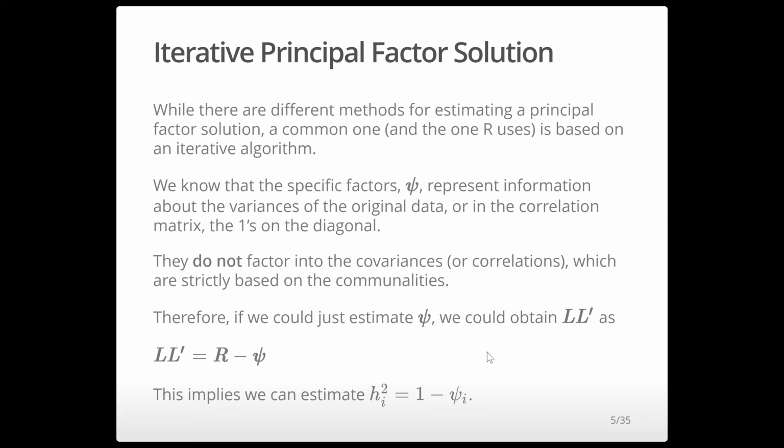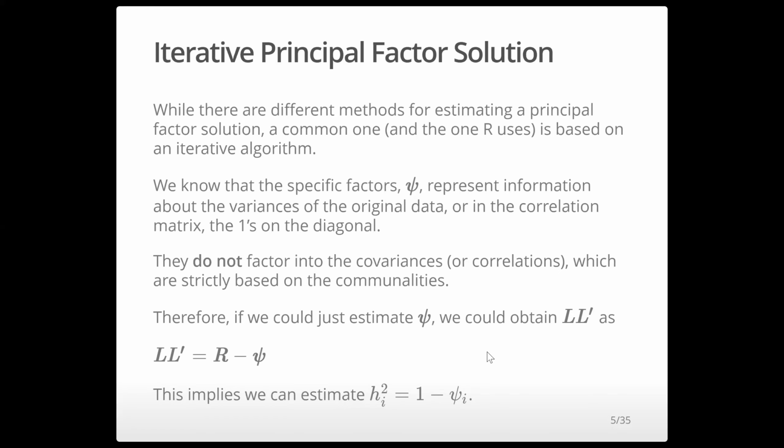So there are different methods for estimating the principal factor solution. The one that R uses is based on an iterative algorithm. So we know that the specific factors psi represent information about the variances of the original data, or in the correlation matrix, these are just the uniqueness components of the ones on the diagonal. So the h-squareds are the communality components, and the elements of psi are the uniqueness components. And together they're going to sum to one, which is the diagonal elements of the correlation matrix. They don't factor into the covariances or the correlations. Those are strictly based on the communality.